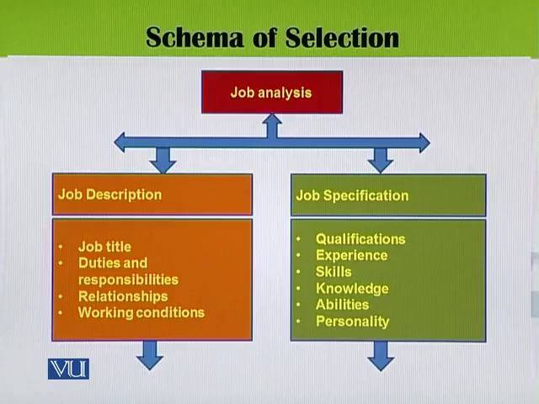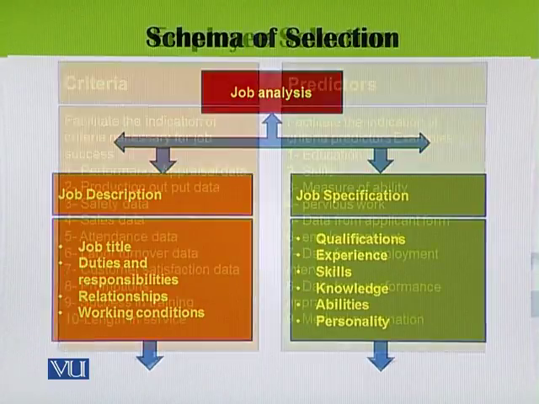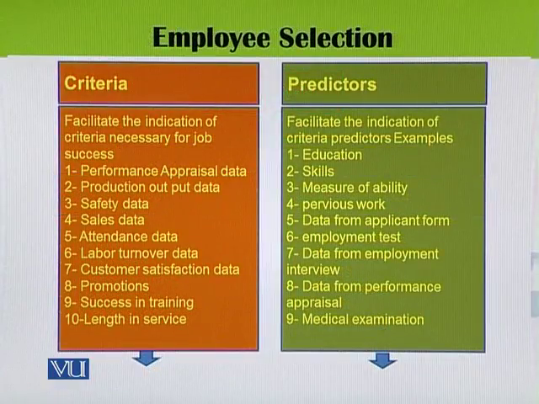In job specification, we include three major things. One is knowledge, another is skills, another is ability. And along with knowledge, skills, and ability, meaning KSA, we will also include experience and personality traits. So personality, experience, knowledge, skills, and abilities are the major components of the job specification. Job description and job specification would lead to two major things. Job description will lead to the criteria, and job specification will lead to the predictors.